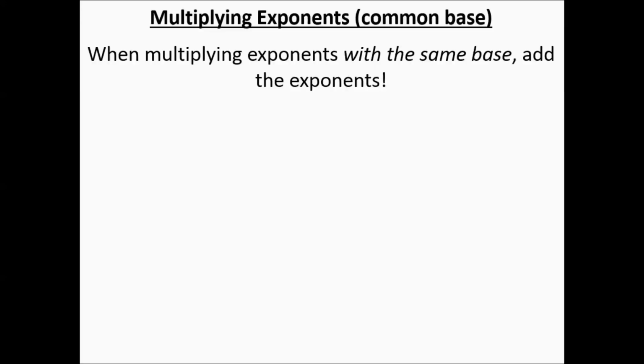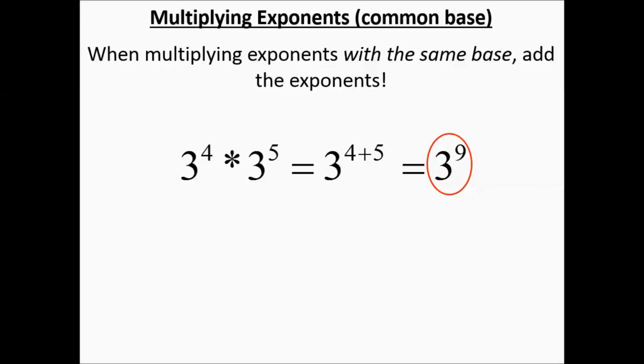First, we're going to talk about multiplying exponents. When multiplying exponents with the same base, you just add the exponents. So we have 3 to the power of 4 times 3 to the power of 5. That's the same thing as 3 to the 4 plus 5, which works out to 3 to the 9th. So we just add the exponents and we get 3 to the 9th.